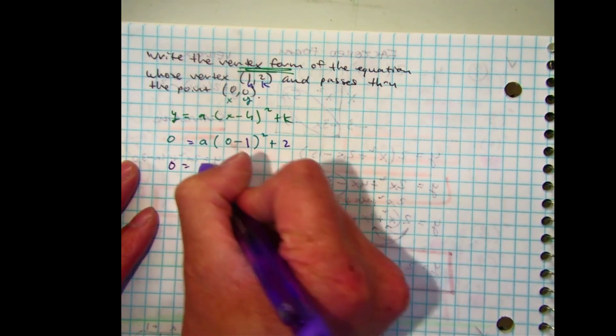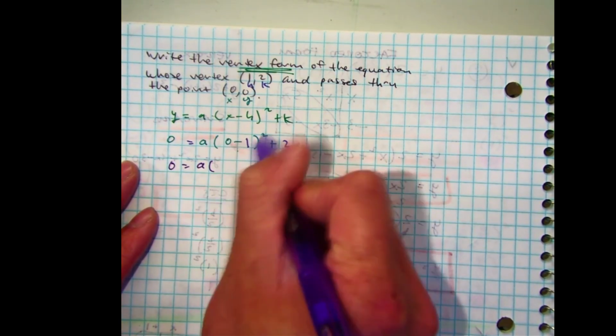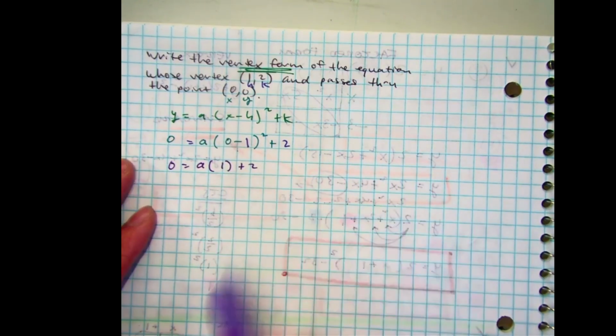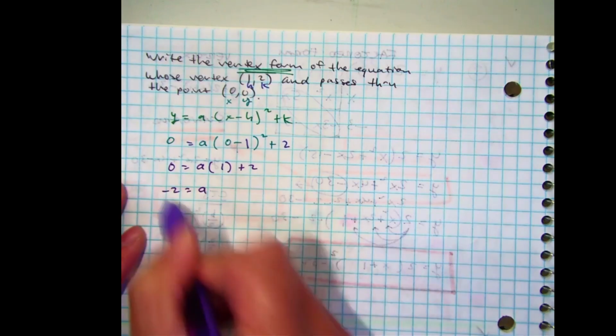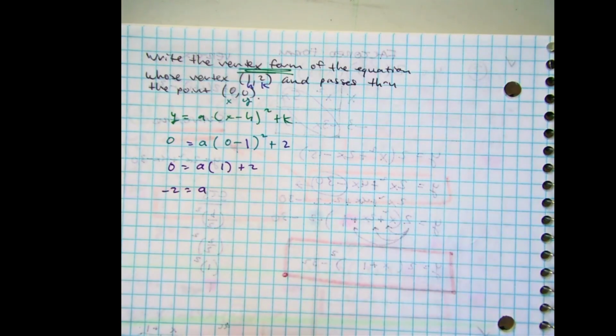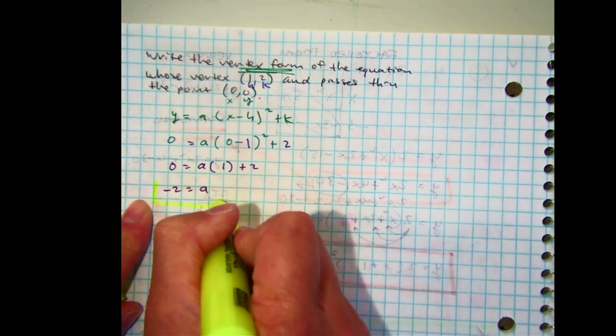So 0 equals A times negative 1. Negative 1 squared is 1. Subtract 2, then I have A equals -2. Now I'm going to highlight this part because that's a key component.